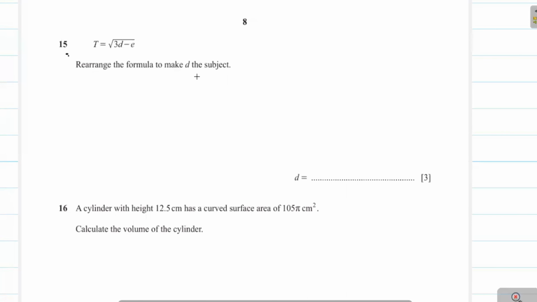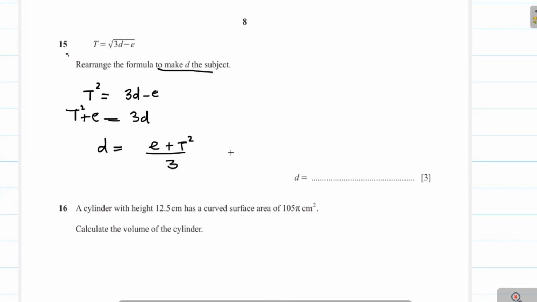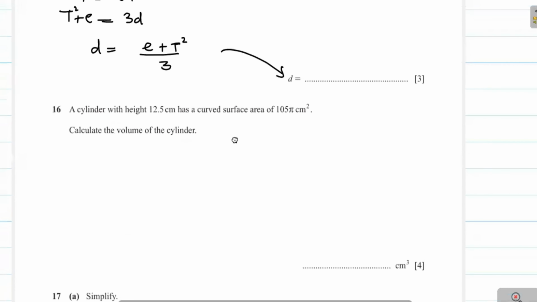Question 15, rearrange the formula to make d the subject. Firstly, we remove the square root. We take the square on both sides. The equation becomes d squared equals 3d minus e. And we shift the e from the right to the left side. That becomes d squared plus e equals 3d. Therefore, d will be equal to e plus d squared over 3, and this is the value of d. Next is question number 16.